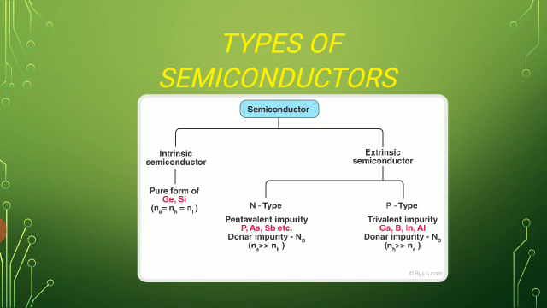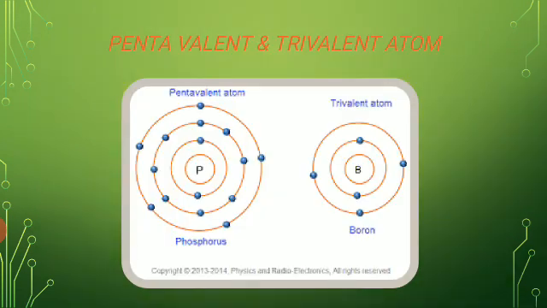For the N-type and P-type semiconductors, the pentavalent and the trivalent atoms are very important. So now let us see what are pentavalent and trivalent atoms. Consider a phosphorus atom. Atomic number is 15. So K shell is filled by 2 electrons and L shell is filled by 8 electrons. But M shell is filled only by 5 electrons and it is an incomplete one. So due to the presence of 5 electrons in the outermost incomplete shell of phosphorus, phosphorus is called a pentavalent atom.